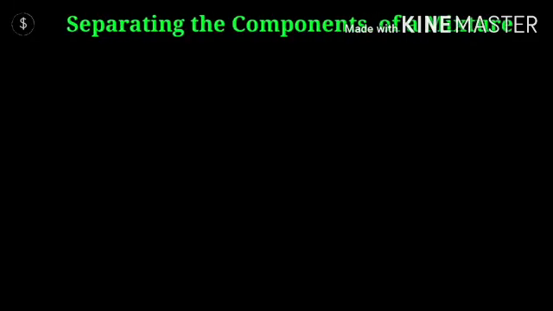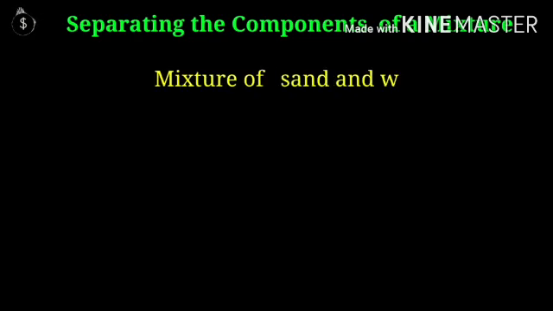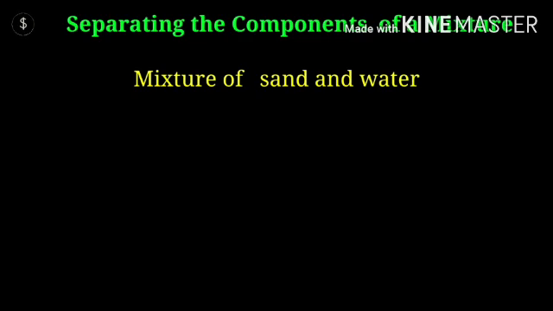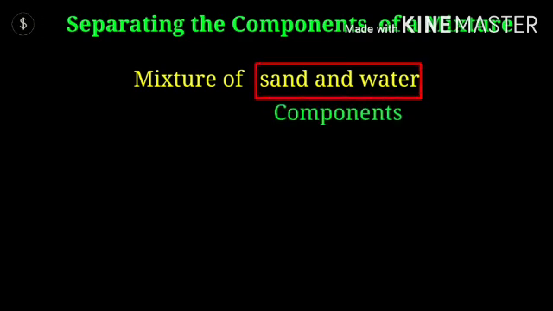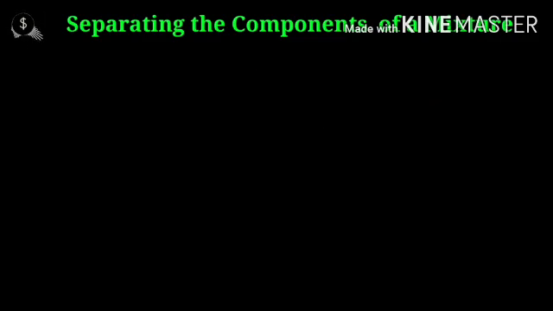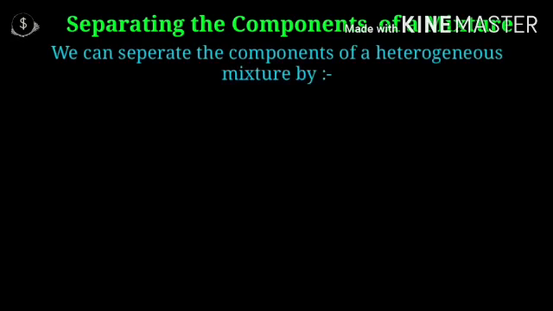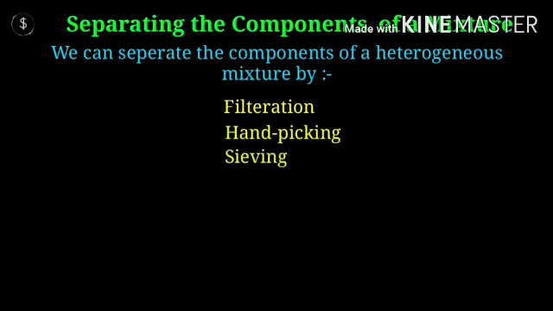Good morning, dear students. Today in this video, we learn about the different methods of separating the components of a mixture. Suppose we have a mixture of sand and water and we have to separate them. The components are sand and water. To separate them from their mixture, we use different methods, and they are filtration, hand picking, and sieving.